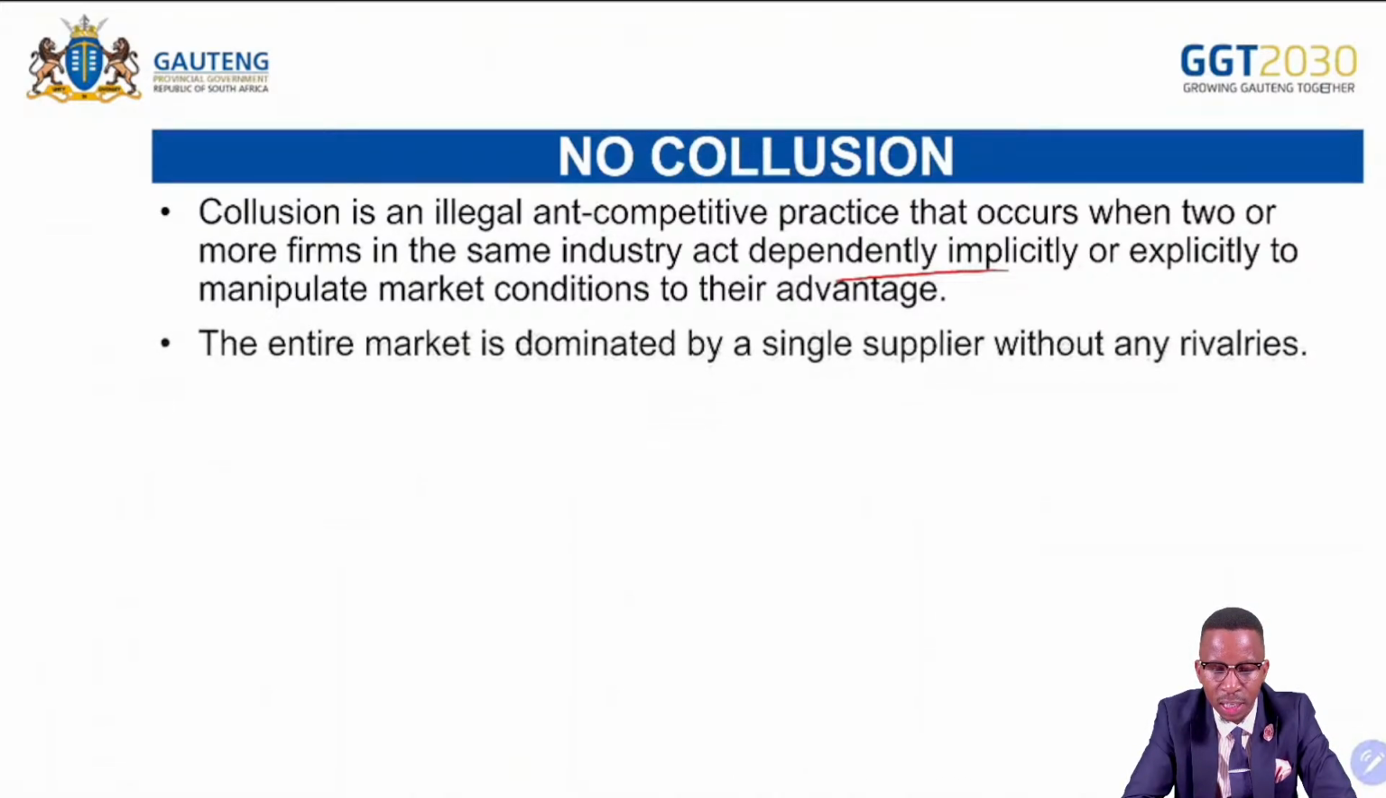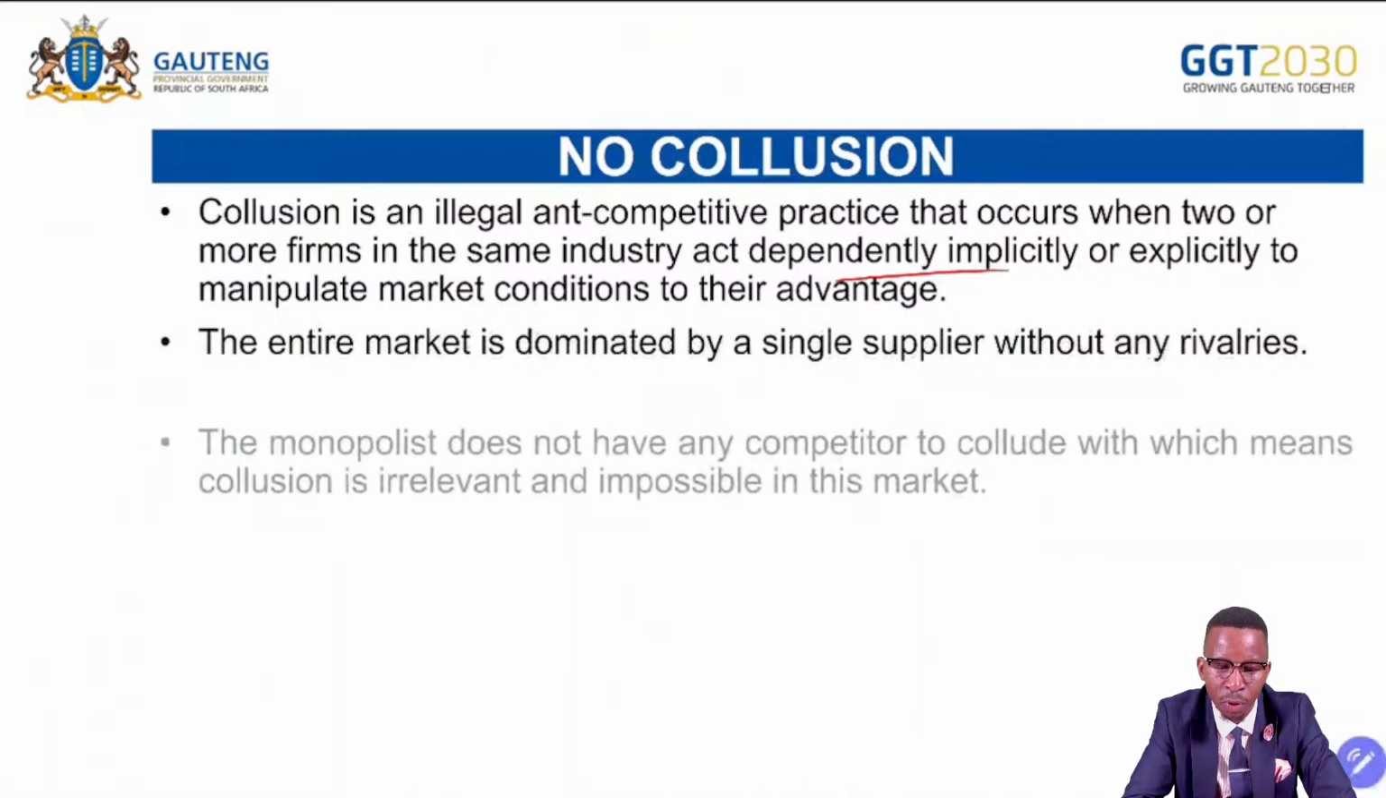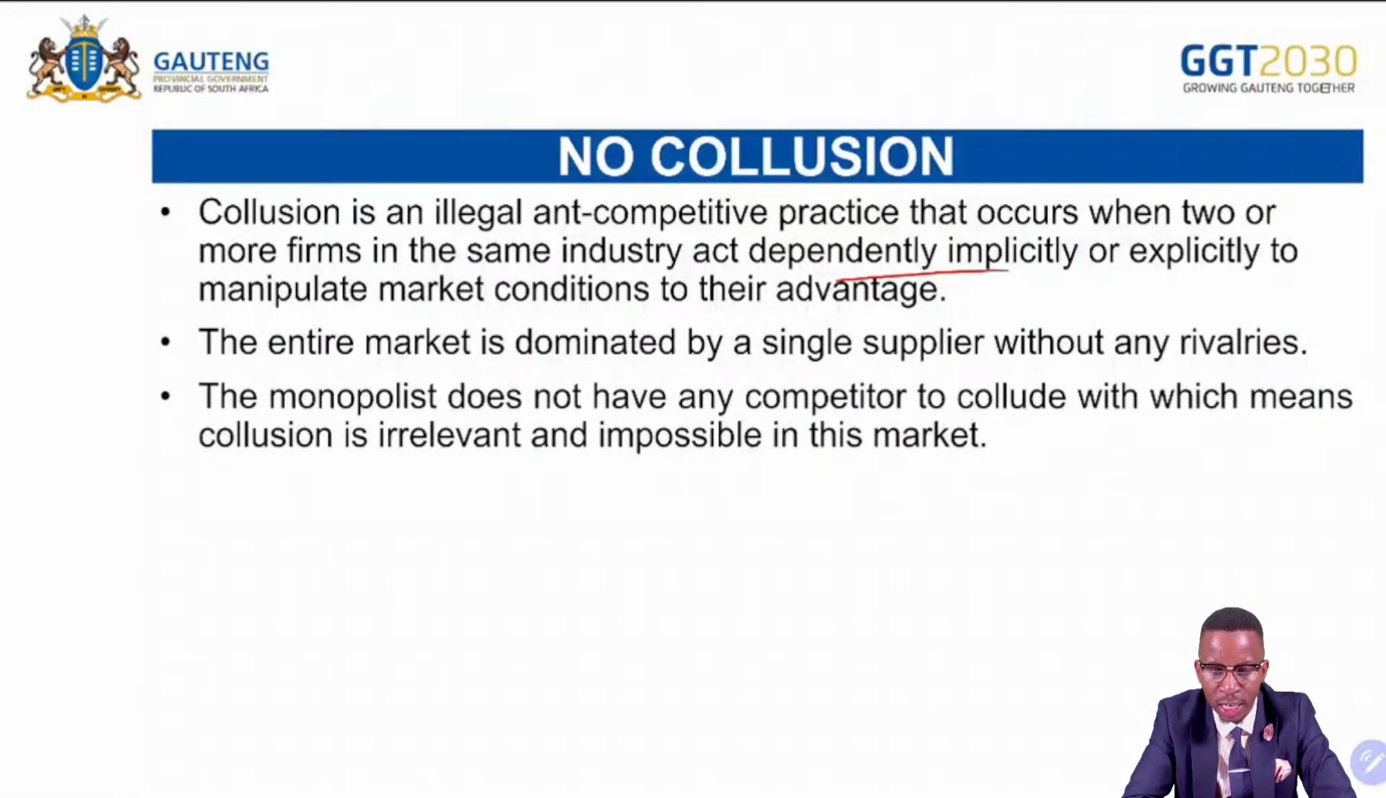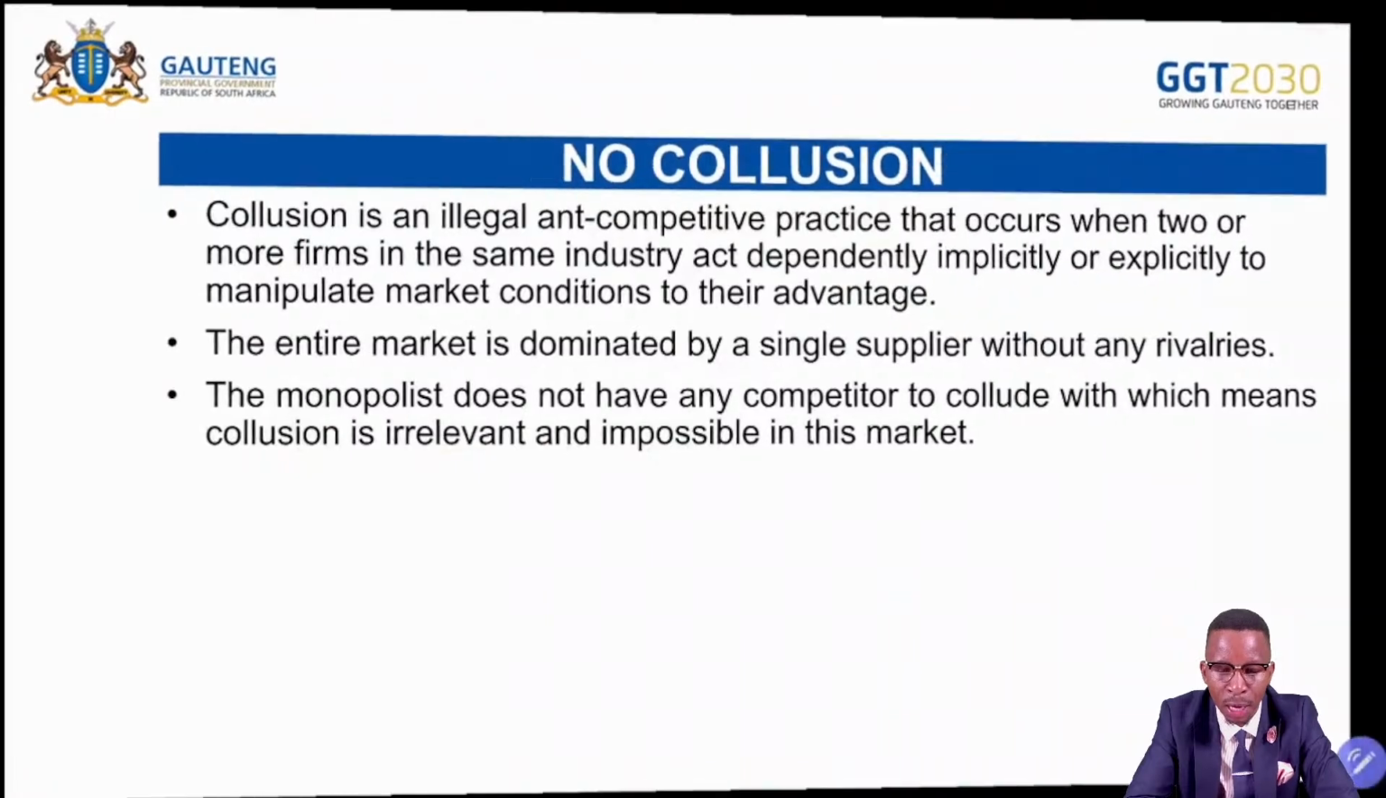The entire market is dominated by a single supplier without any rivals under the monopoly. Therefore, there is no collusion. The monopolist does not have any competitor to collude with, which means collusion is irrelevant and impossible in this market because the firm is the only supplier of the product.